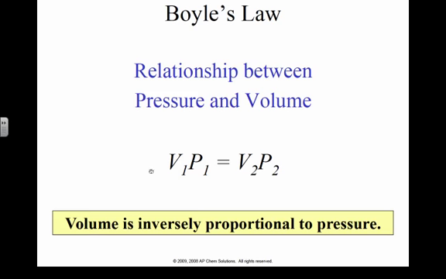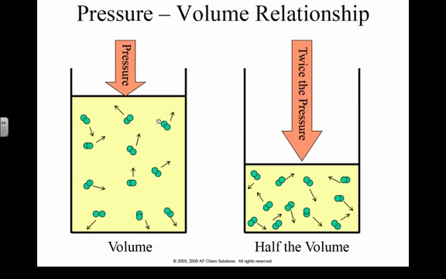Boyle's law. Volume and pressure are inversely proportional. That means when one goes up, the other one goes down. So P1V1 equals P2V2. And we looked at this earlier. If I decrease the volume, there's more collisions with the container, therefore the pressure goes up. If I decrease the volume in half, then that means that the pressure would double.